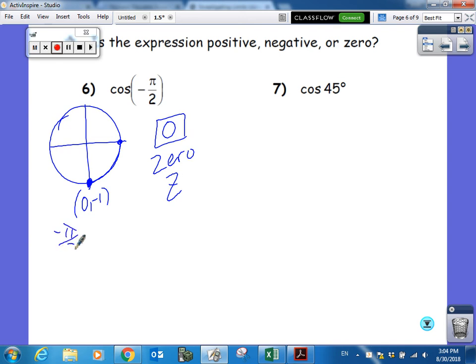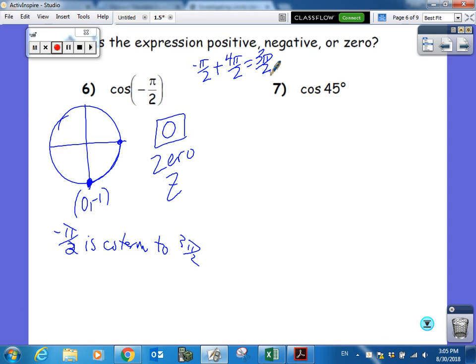Negative pi over 2 is coterminal to 3 pi over 2. Because if we do what we did a second ago, where we took negative pi over 2 and we added 2 pi, which would be 4 pi over 2, that equals 3 pi over 2.